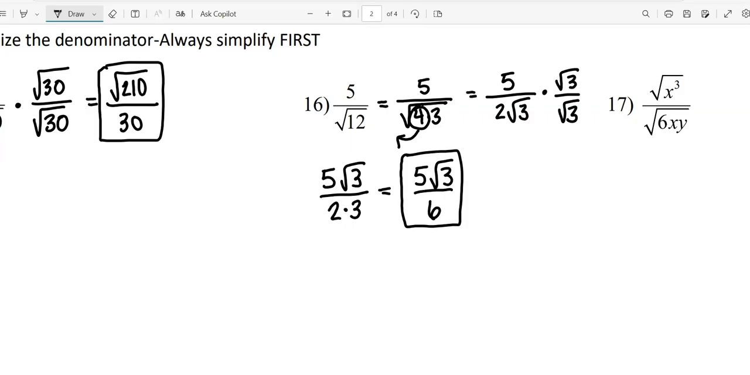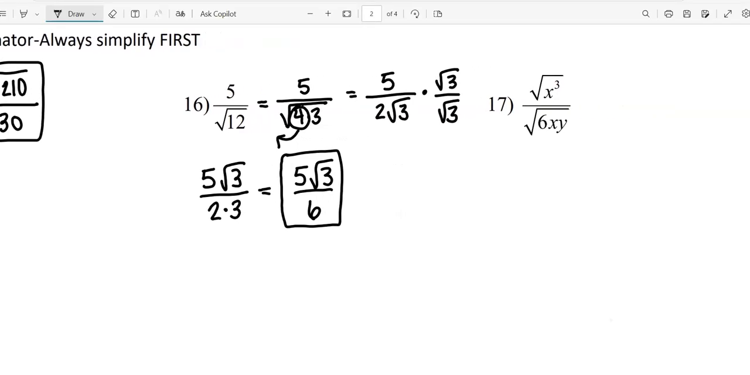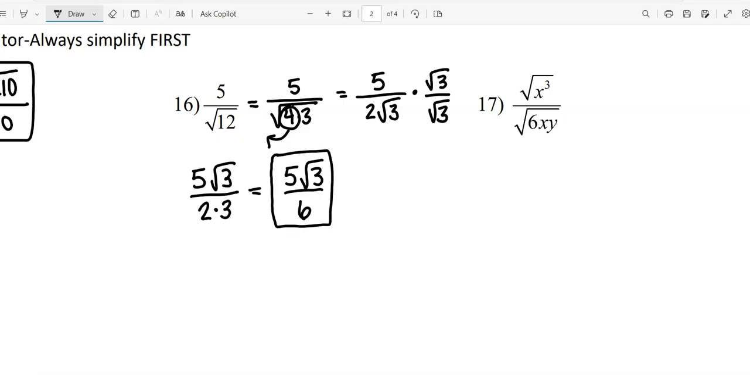It is, but what's the square root of 9? There you go. For number 17, I have the square root of x to the third on the top, and then the square root of 6xy on the bottom. Is there anything that I can simplify in either place? Numerator or denominator?